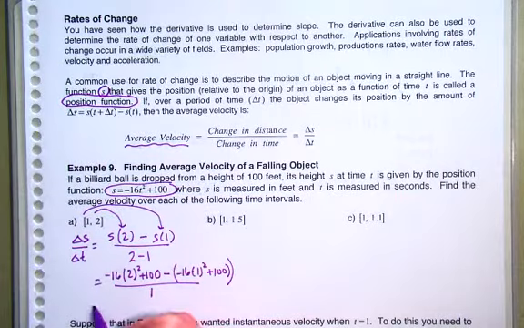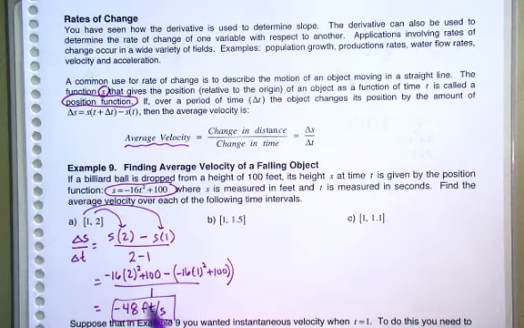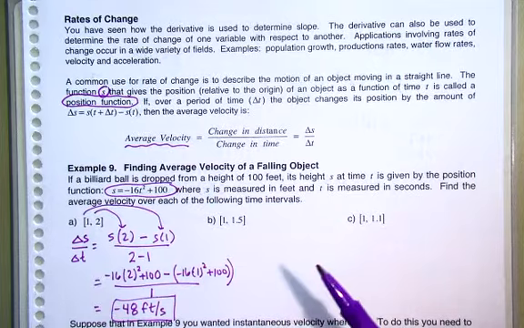When I work that out, it should simplify. Use your calculators. You can figure it out to negative 48 feet per second. Velocity is always given as feet per second, miles per minute, whatever. It's a unit of distance divided by a unit of time.